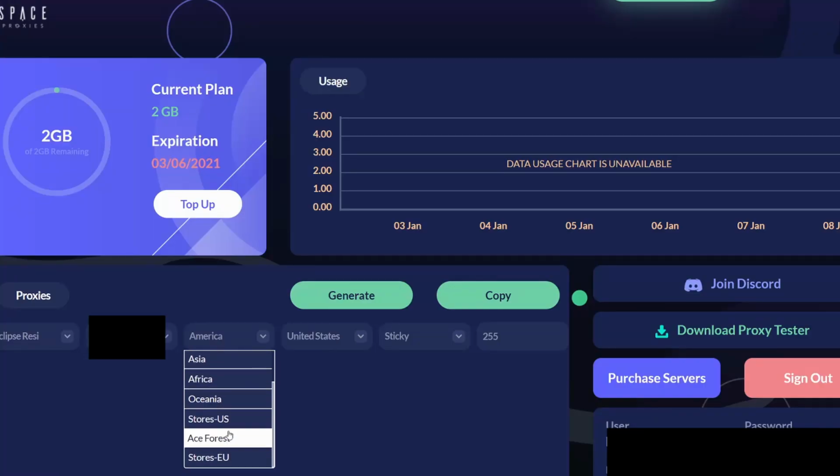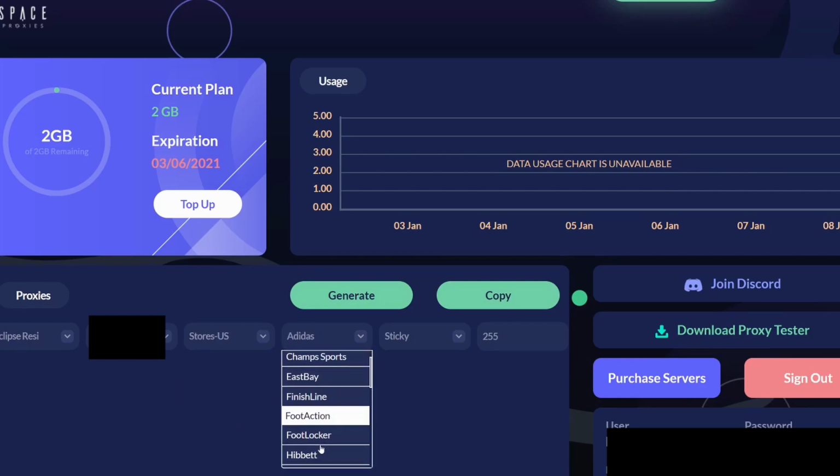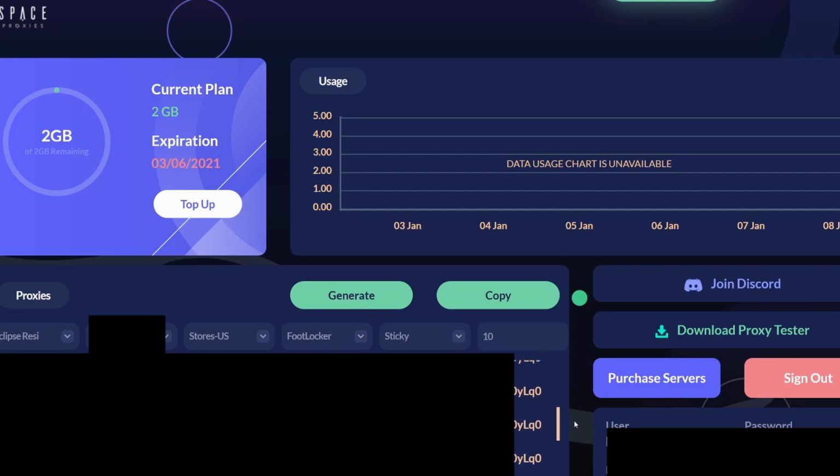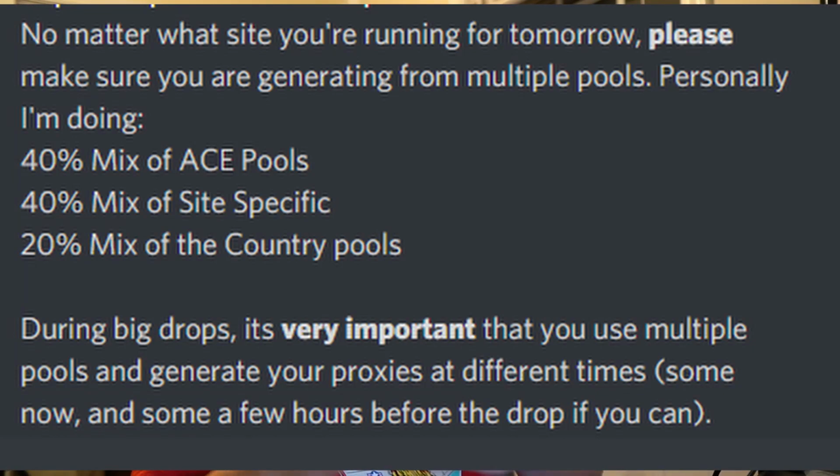Proxy providers usually let you generate as many residential proxies as you want. They will also usually let you choose from different pools. You'll likely want to have a pool set up for the site itself, and then maybe use a generic location pool depending on where you are. You can usually read their guides and they'll recommend what pools to use.